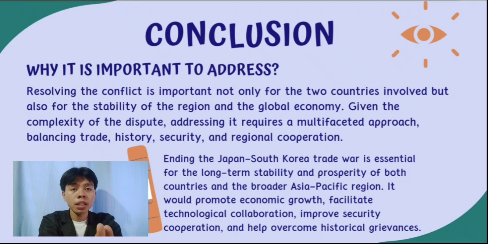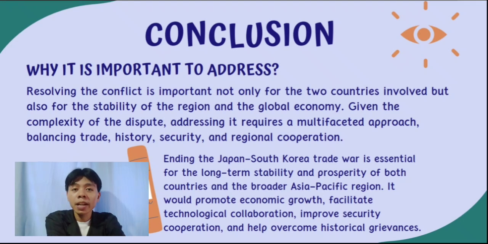Resolving the conflict is important not only for the two countries involved but also for the stability of the region and the global economy. Given the complexity of the dispute, ending the Japan-South Korea trade war is essential for the long-term stability and prosperity of both countries and the broader Asia-Pacific region. It would promote economic growth, facilitate technological collaboration, improve security cooperation, and help overcome historical tensions.